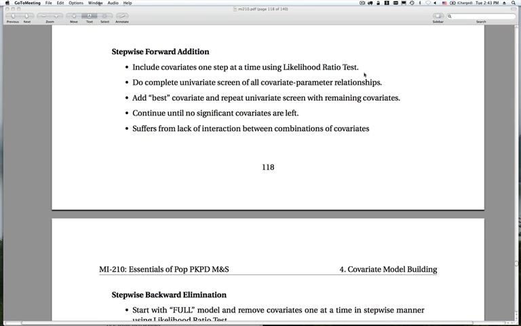And so that might be weight as a predictor of volume, and you add that to the model. And now you do the next step, the next round does the same thing again, but now your base model includes that new covariate effect of weight on volume. And you step through again, and you keep building forward until there are no significant covariates left, where significant is defined by the likelihood ratio test. And so that's how you build forward. And it suffers a bit here because you have the lack of interaction between combinations of covariates. You're always starting with an empty model going forward.